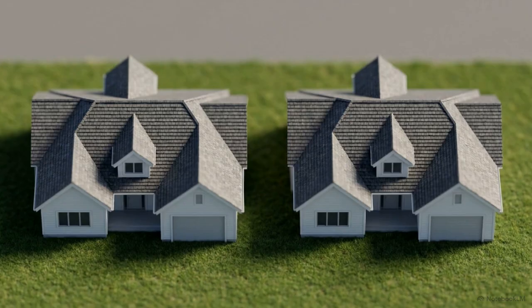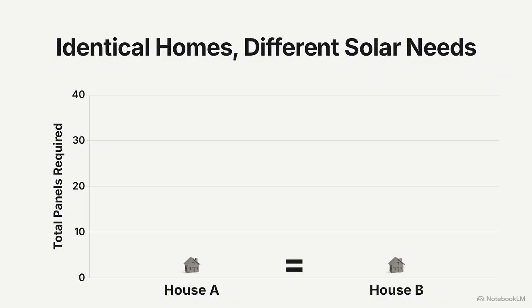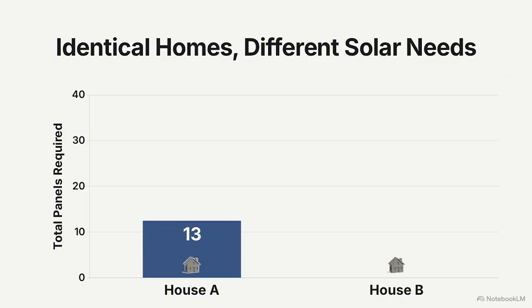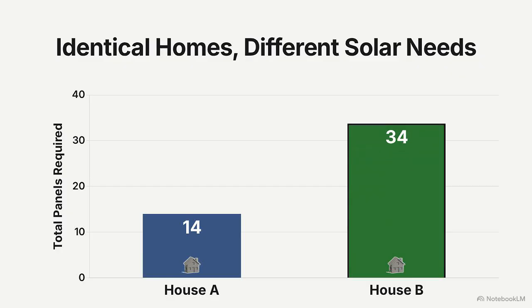To see why, consider two identical homes sitting side by side on the exact same street. They have the same footprint, but their solar requirements could be completely different. Look at House A on the left. High-efficiency gas appliances and great sun exposure means it needs only 14 panels. Now look at House B. An electric vehicle, electric heating, and a shading oak tree means they require 35 panels. Same footprint, completely different needs.